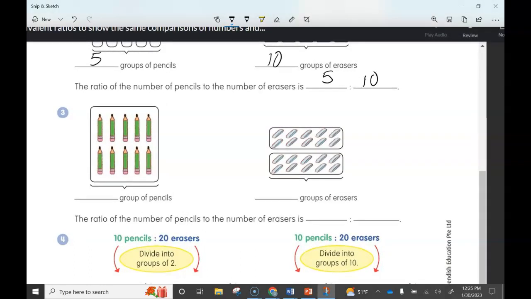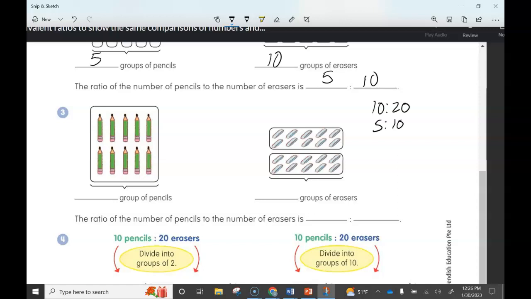Okay, so let's look at what's happening. So we had 10 to 20, and that's equivalent to 5 to 10. So what you could see is that the number of pencils was divided by 2, giving us 5, and therefore whatever you do to one quantity you have to do to the other, divide by 2, and that gives us 10. So that's an easy way to find equivalent ratios, is divide both quantities by the same number.